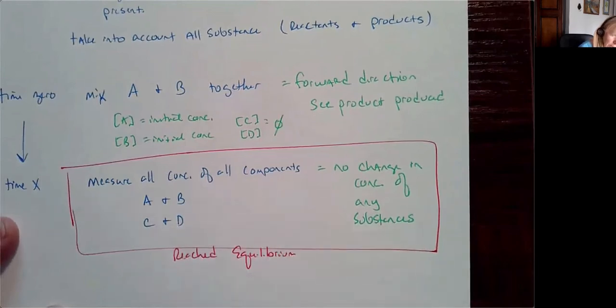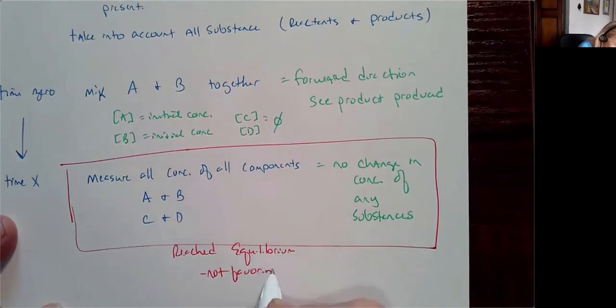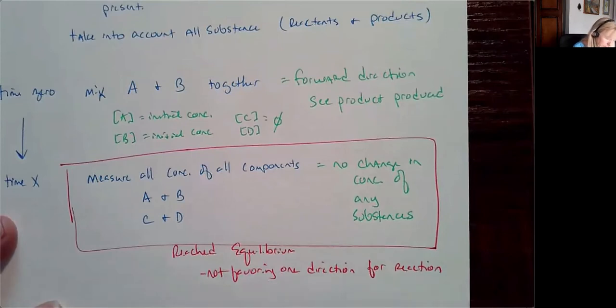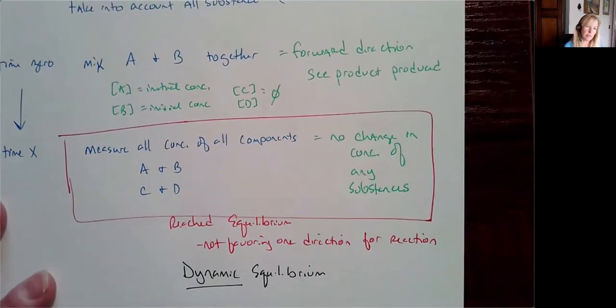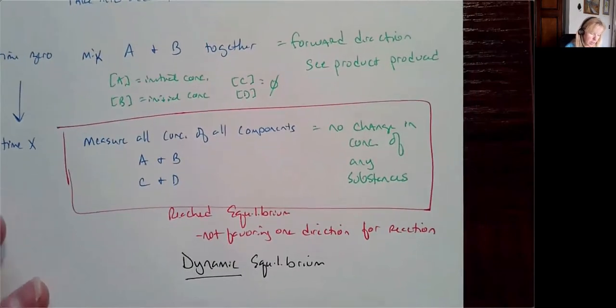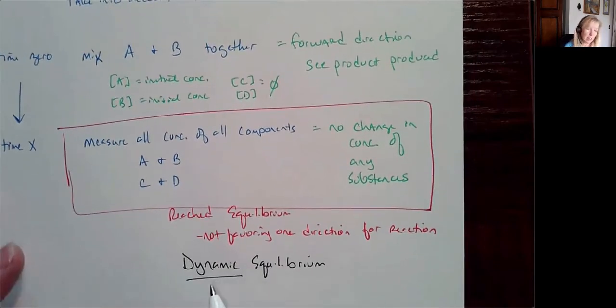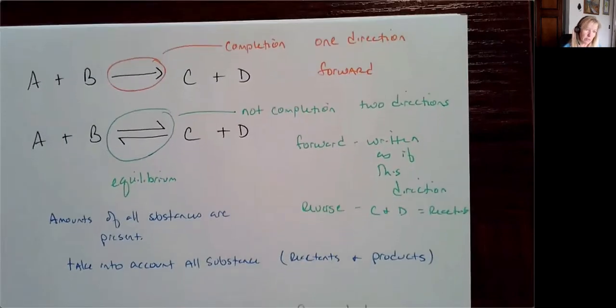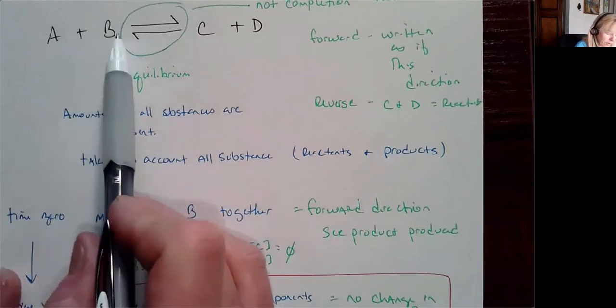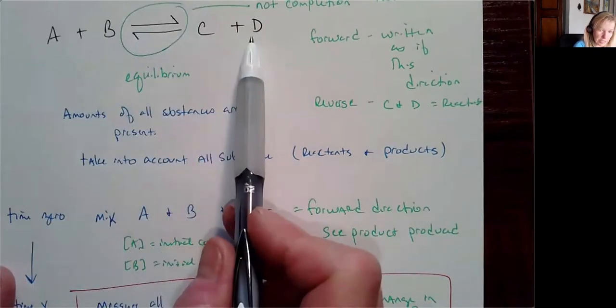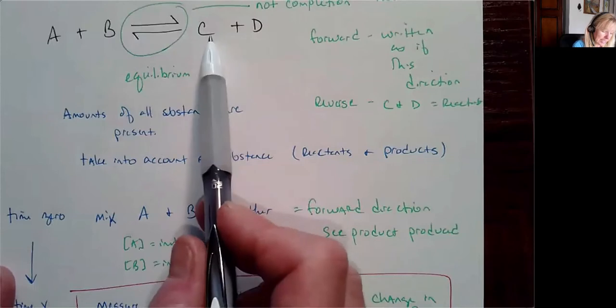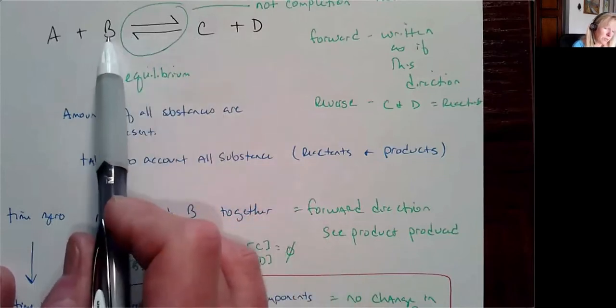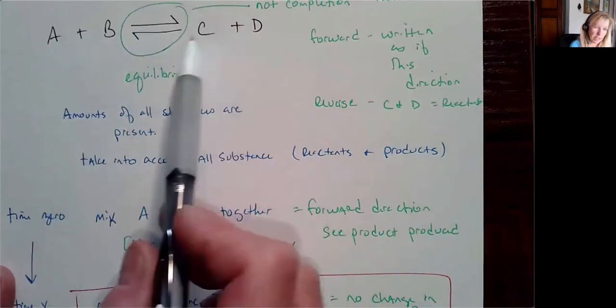And at equilibrium, that means that I'm not favoring one direction for the reaction. We call this dynamic equilibrium. And it's called dynamic because it's still happening. This reaction hasn't stopped. But what has stopped is an appreciable change in any of the concentrations. So at dynamic equilibrium, A plus B are reacting to go forward to produce C and D, but at the same rate, C and D are going backwards to produce B and A. And so those two rates are the same.